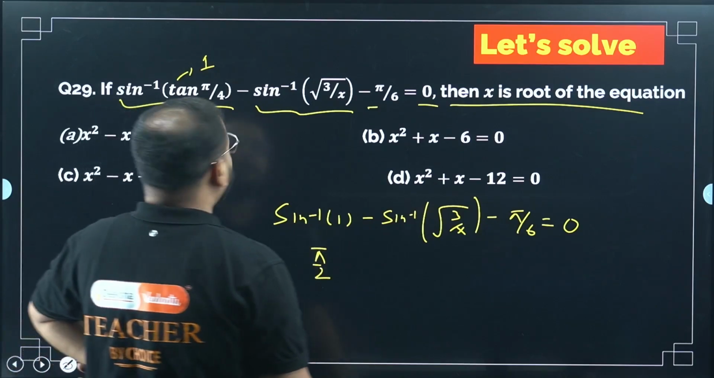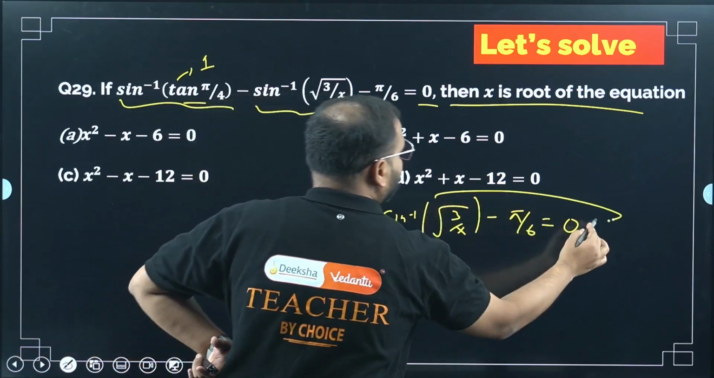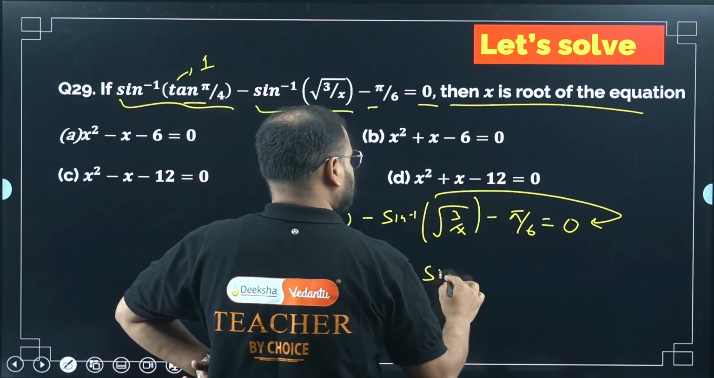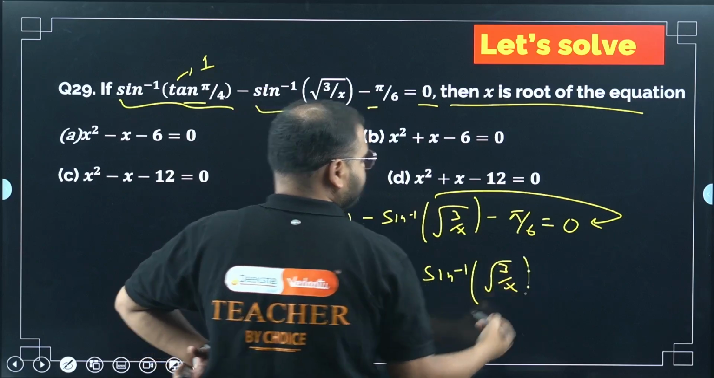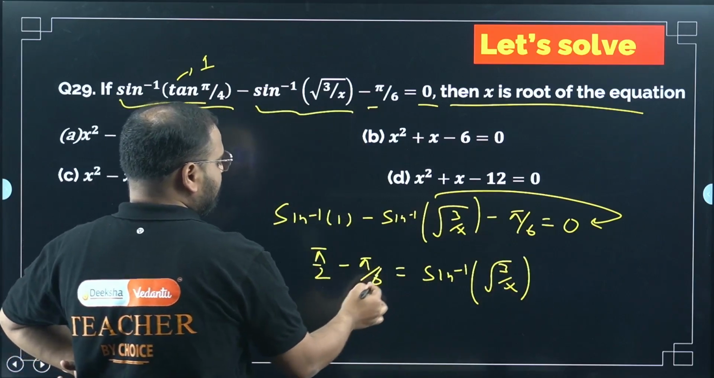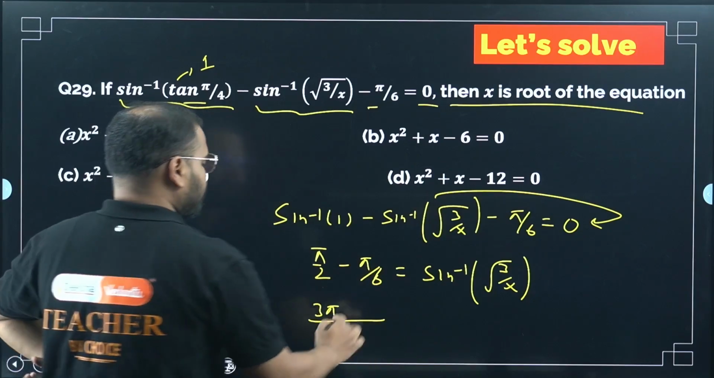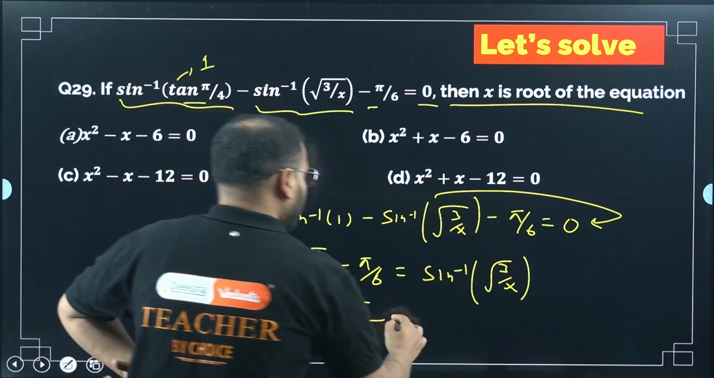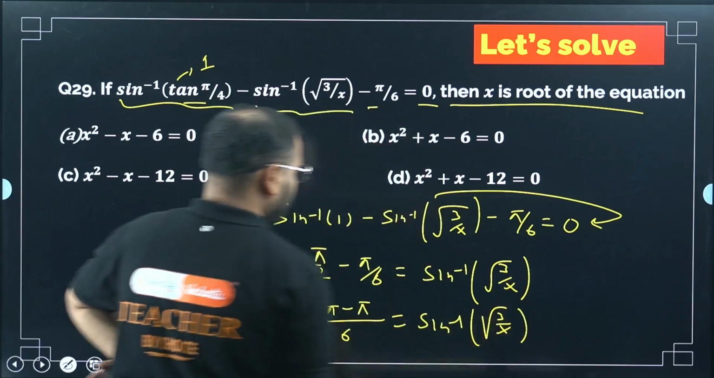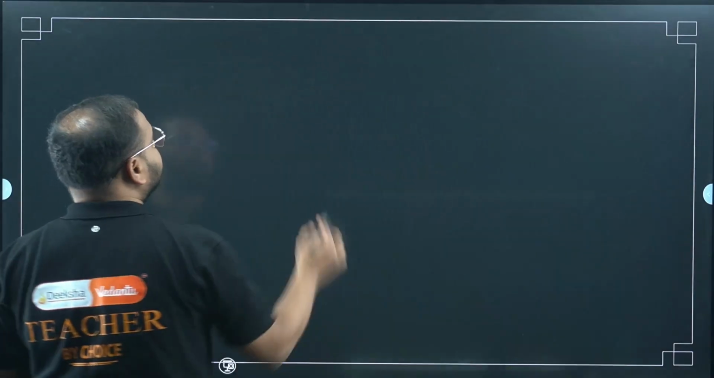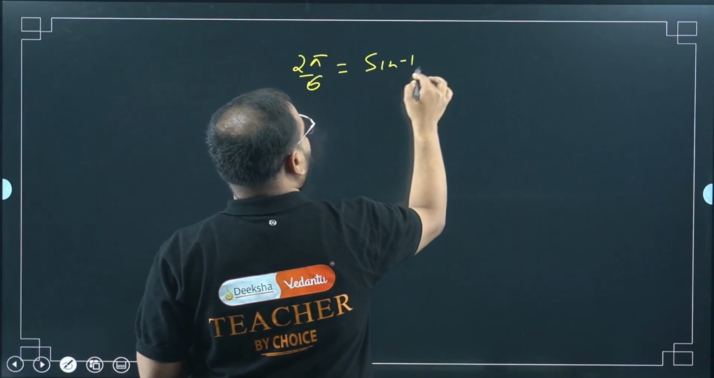Now bring this over there. You get sin inverse of root 3 by x. The negative here becomes positive. What is this difference? Pi by 2 minus pi by 6. The LCM will be 6, 2 times 3, so 3 pi minus pi equals the same thing, sin inverse of root 3 by x. 3 pi minus pi is going to be 2 pi, so 2 pi by 6 equals sin inverse of root 3 by x.